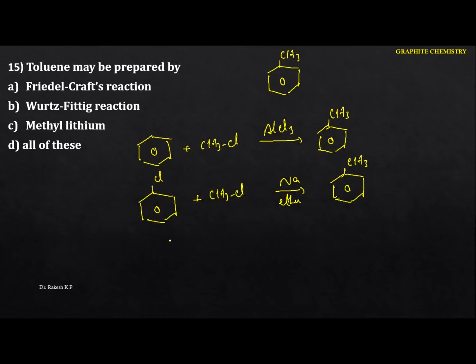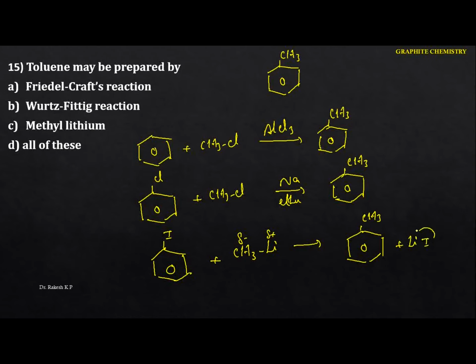Okay, next one. Here you can take a halobenzene. Let me take iodobenzene; you can take bromobenzene also. Now whenever it reacts with methyl lithium, this is an organometallic compound, so this carries the negative part and this carries the positive part. Here what you are going to get is toluene, that is C6H5CH3, along with lithium iodide.